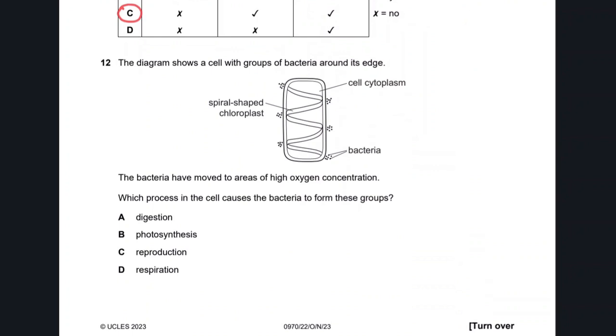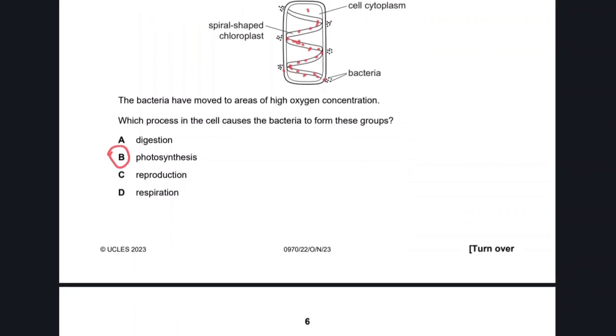The diagram shows the cells with a group of bacteria around the edges, and you can see the bacteria are found around this plant cell, and the process that caused the bacteria to form these groups. Actually, this is the chloroplast which is showing the photosynthesis, and photosynthesis is the process due to which they are found around it so that they can get oxygen, because as a result of photosynthesis oxygen is released.